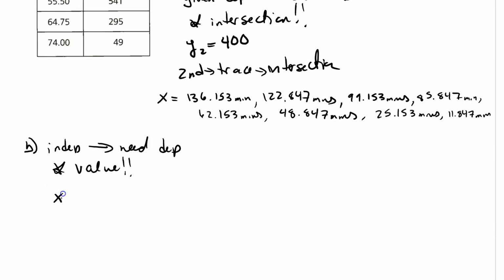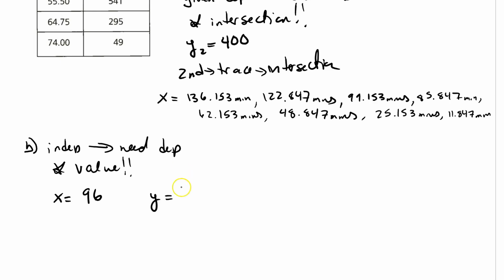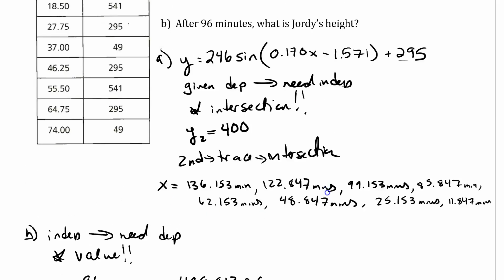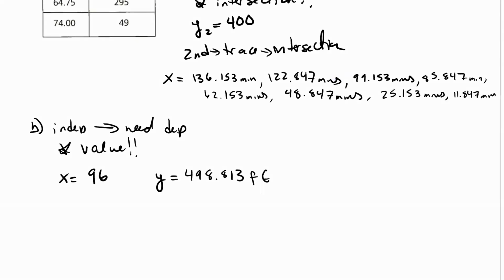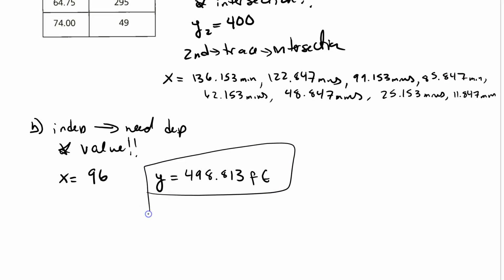So I'm going to say x equals 96, y equals, we'll figure it out. So second trace, value, x equals 96, enter. So at 96 minutes, Jordy is going to be at a height of 498.813 feet. Let's see, is it in feet? Yeah, good. Our height's in feet. Let me just double check that I rounded that right. And I did. And that is that. Woohoo!